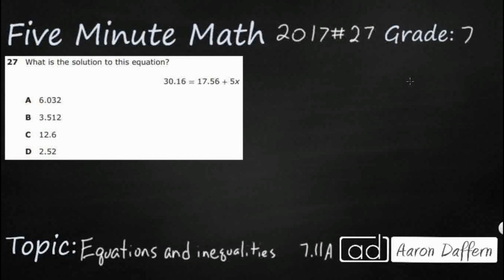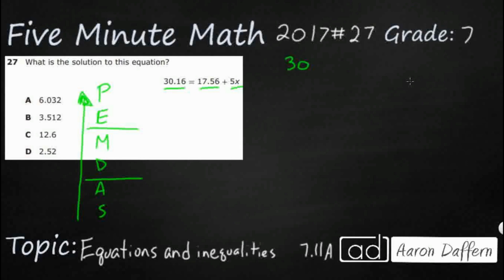So we have a very simple equation here. We've got 30.16 equals 17.56 plus 5x. So we need to isolate the x in this linear equation. We need to get it all by itself, and how we're going to do that is we are going to use our order of operations in reverse. That's how we start attacking this, getting that x by itself.